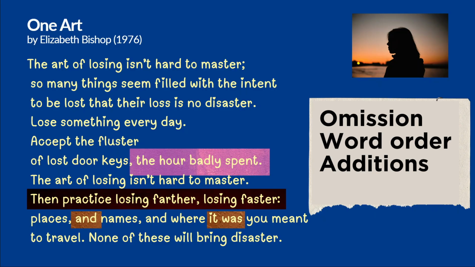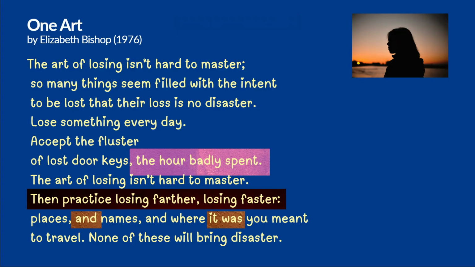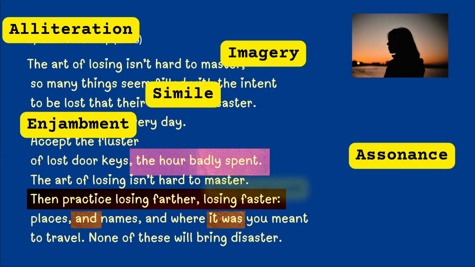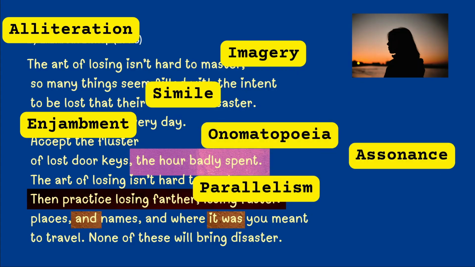And what about this sentence here? Then practice losing farther, losing faster. Surely this is the second part of an if clause. If you want to lose things, then practice losing farther, losing faster. We've completely missed out a clause here, and as a result we have an incomplete sentence. And with the chains of grammar loosened, there's space for all kinds of features in poetry. Let me know in the comments if you'd like me to make a longer video on this. So while we do find examples of advanced English grammar in poetry, the grammar rules are fairly loose.